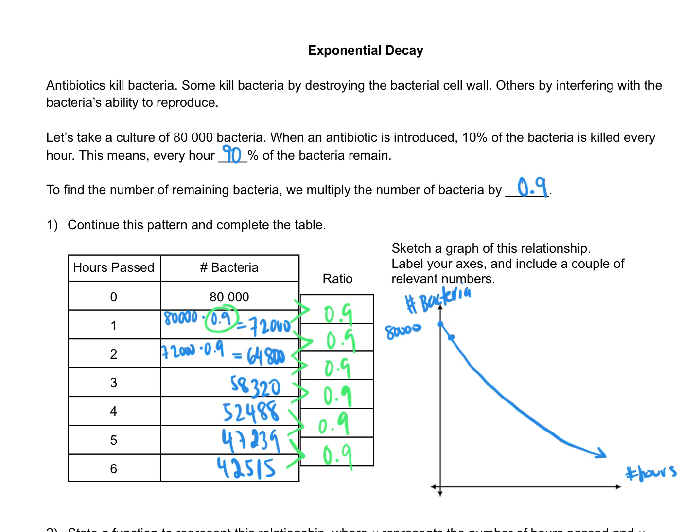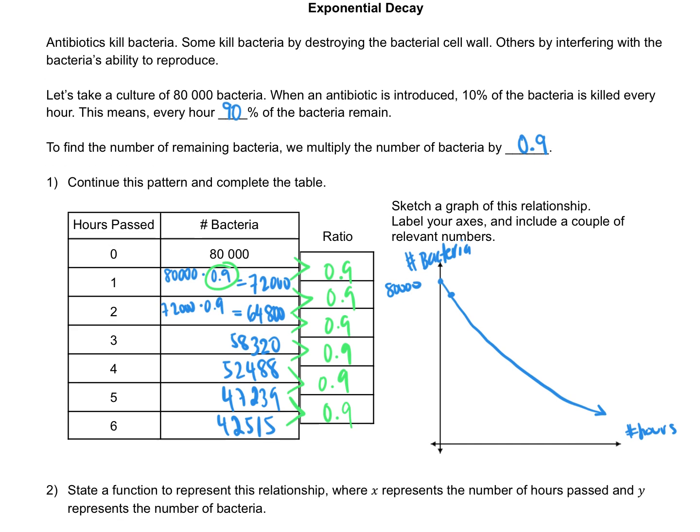Now, logically, and based on what we know about exponential functions, this will not drop below the x-axis because there's an asymptote there. Logically, it doesn't make sense to have a negative number of bacteria. In reality, we would get to 0 bacteria, but mathematically, it would be 0.0000, something really tiny.